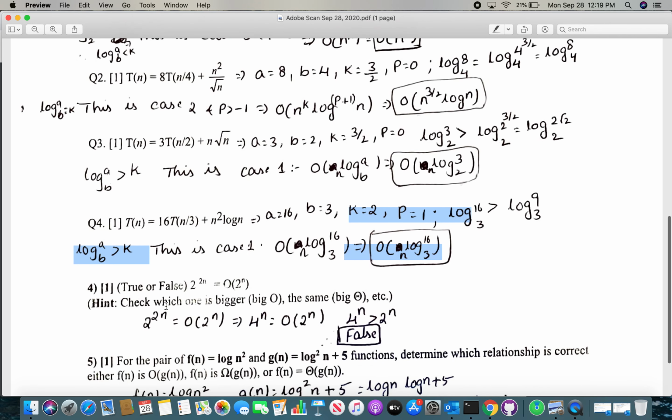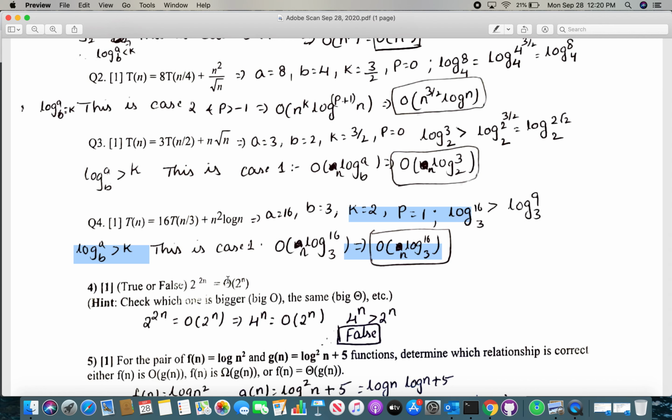So next question is the fourth question. Here we need to say whether it is true or false for the given condition, that is 2 power 2n equal to big O of 2 power n. So we need to check whether this relationship is correct or not. So how will we say this? First we need to compare this order.